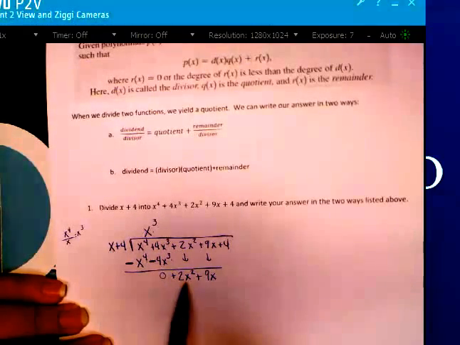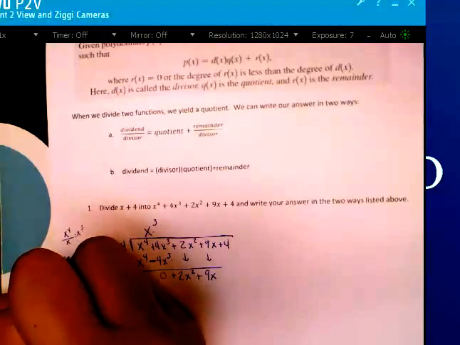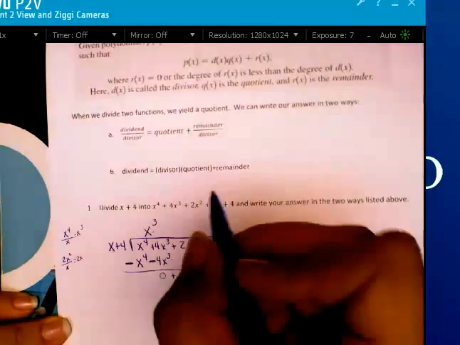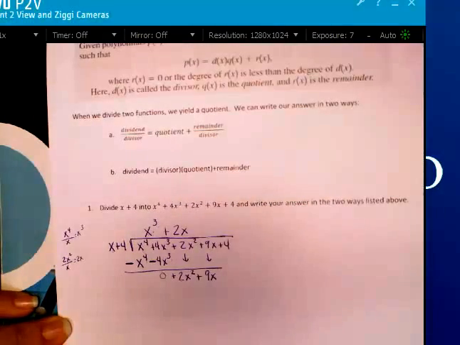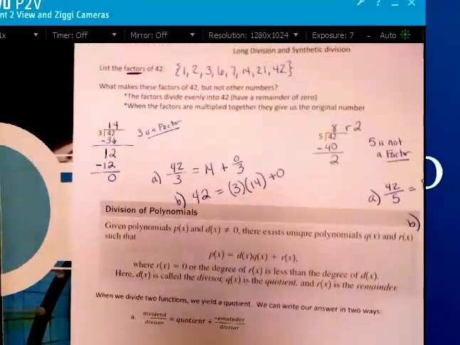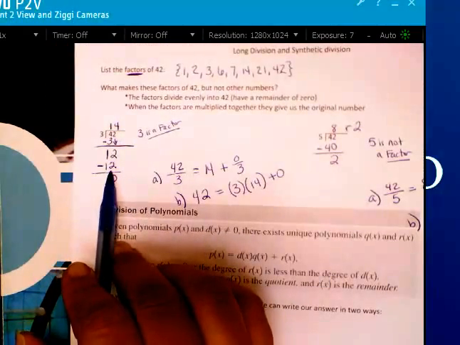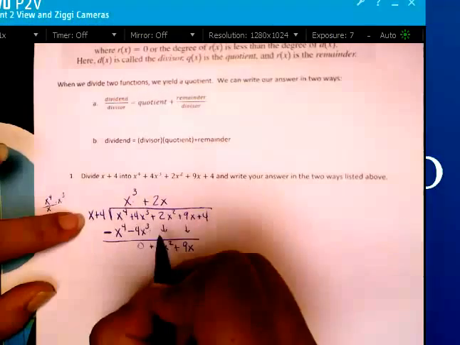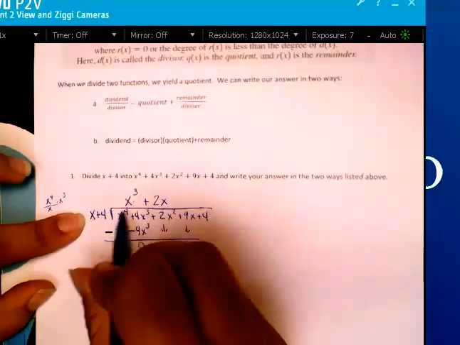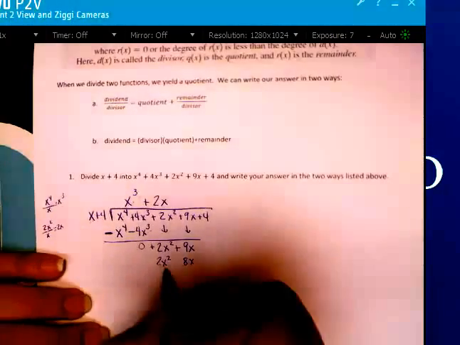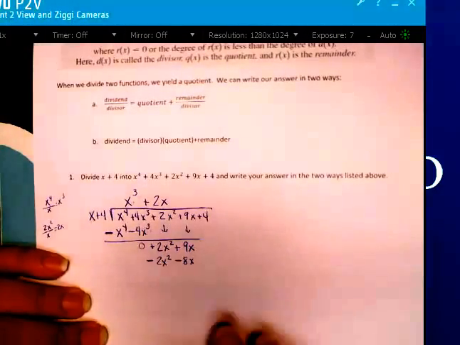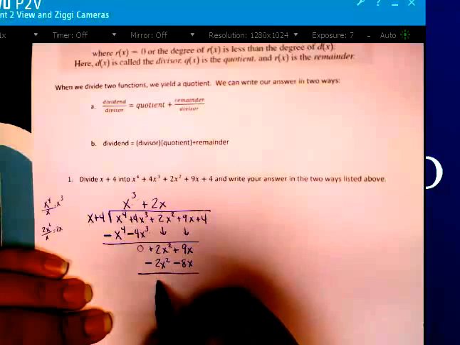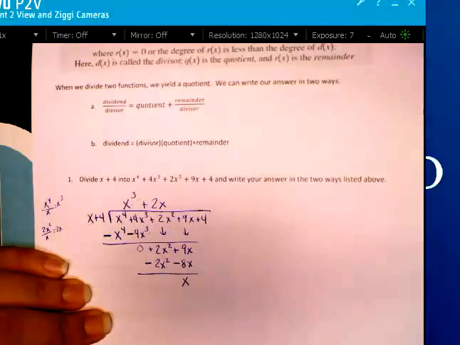Now we're going to take x and divide it into 2x squared. If you need to, you can do that off to the side. 2x squared divided by x gives me 2x. So that's the next term in our quotient. Now I'm going to do just what we did up here. We took 4 times 3 and got the 12, and then we subtracted it. So we're going to do the same thing. 2x times this expression gives me 2x squared, and then 2x times 4 gives me the 8x. Again, we are subtracting those terms. 2x squared minus 2x squared gives me 0. 9x minus 8x gives me 1x.